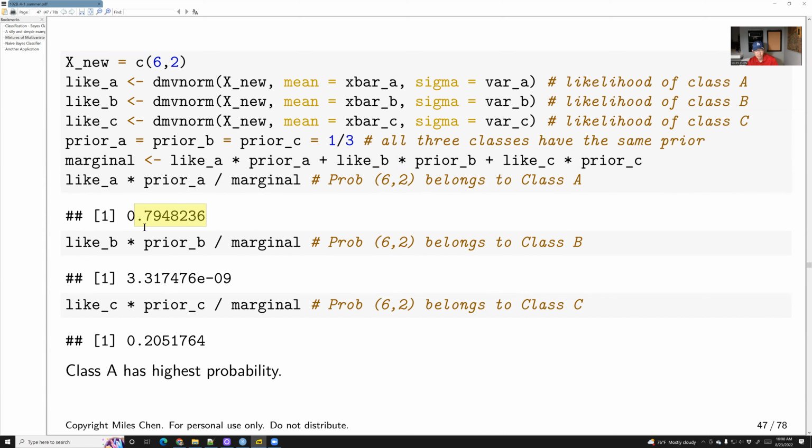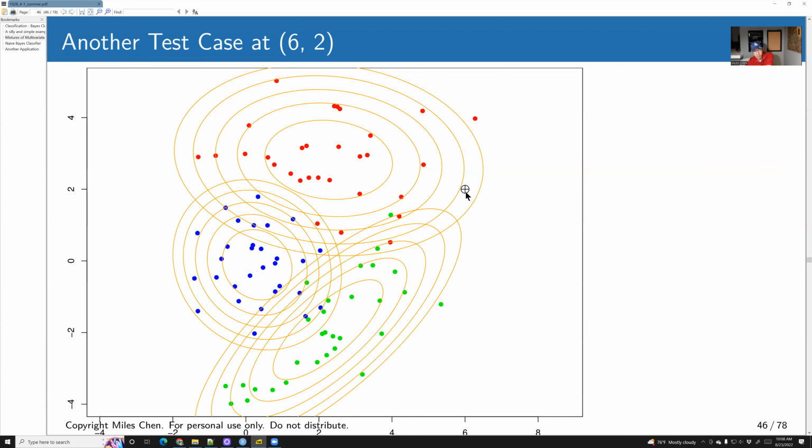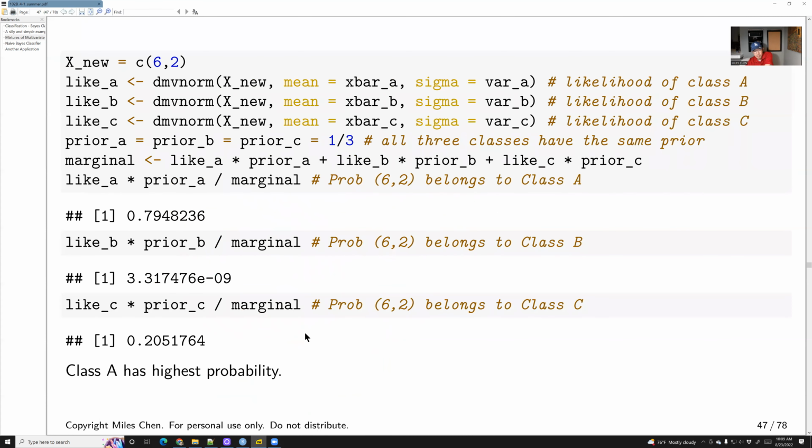And then we do likelihood times prior divided by the marginal for all three classes, and we get class A is around 79%. Class B is 10 to the negative 9, so almost zero probability. And class C has a probability of around 21%. Okay, so kind of what we expected. If you get an observation out here, we're saying it's 80% class A and 20% class C. So 80% red, 20% probability of being green, and pretty much zero, not zero, but very low probability of being the blue dot.